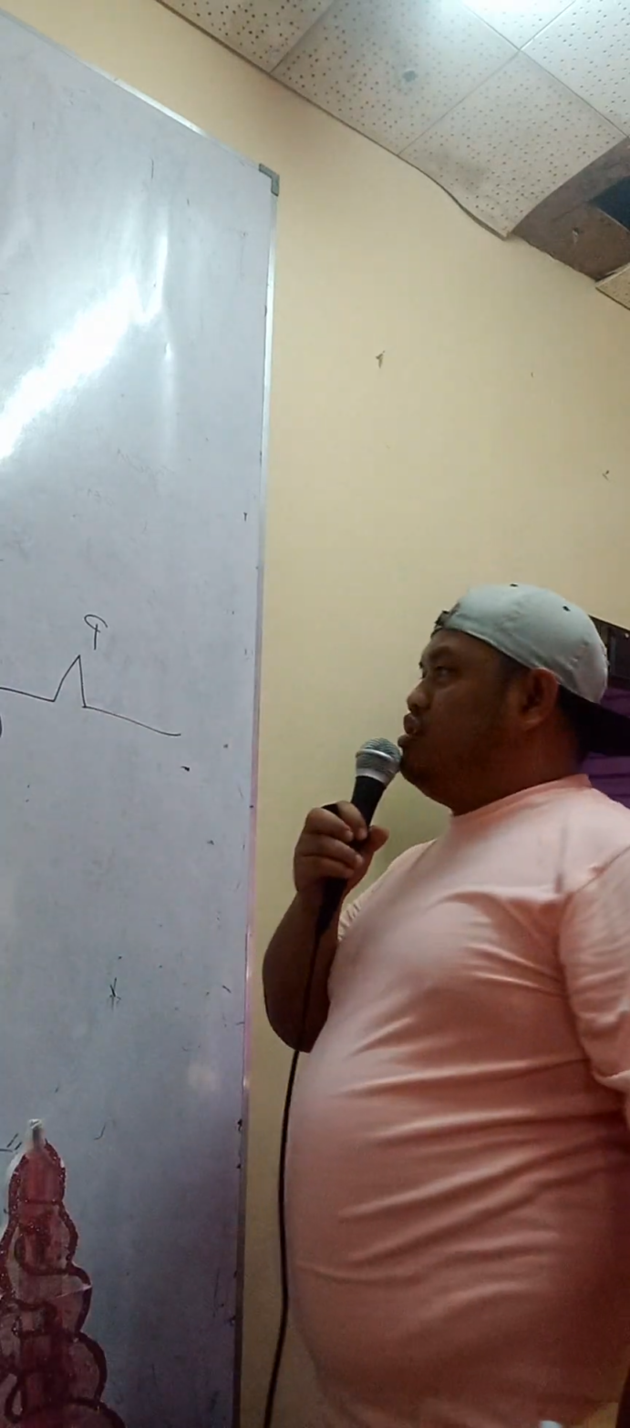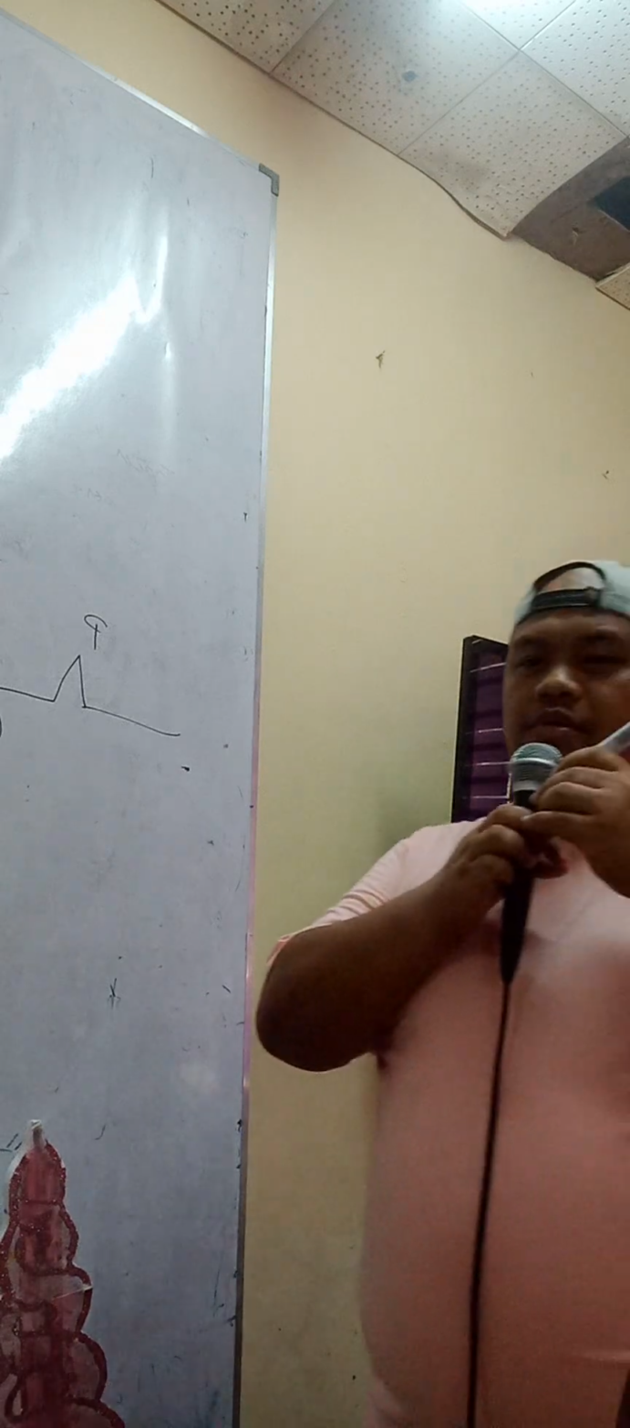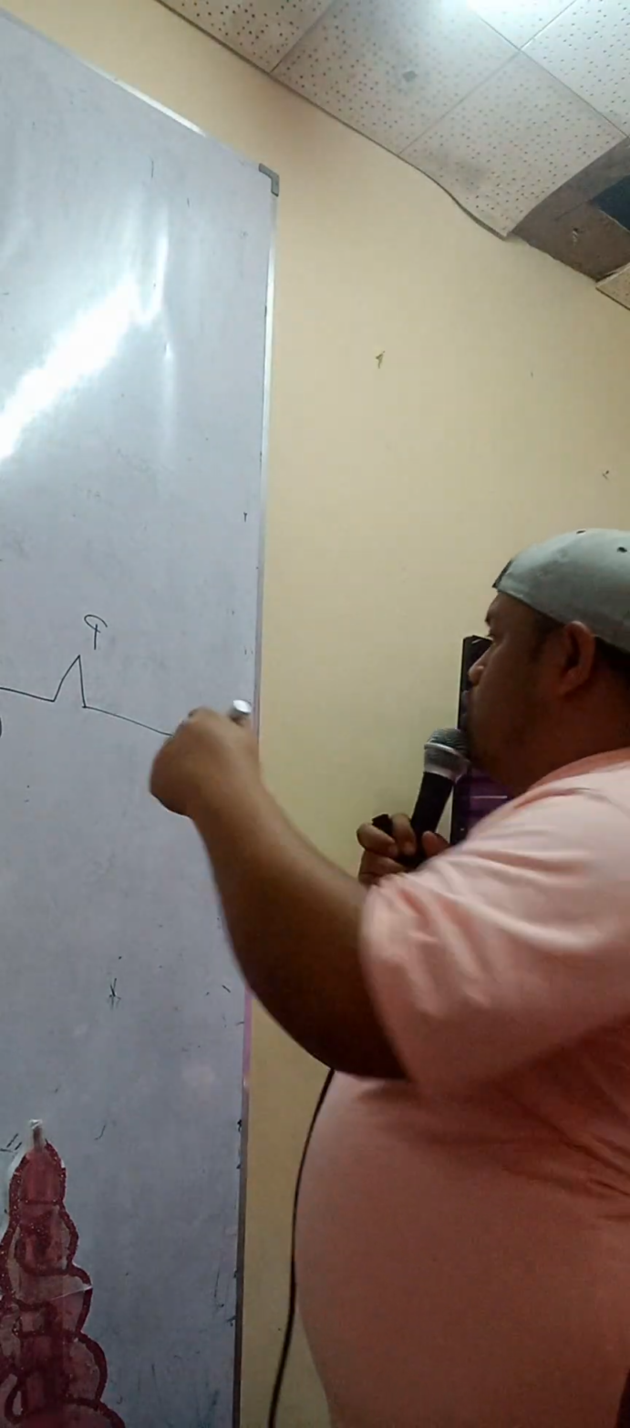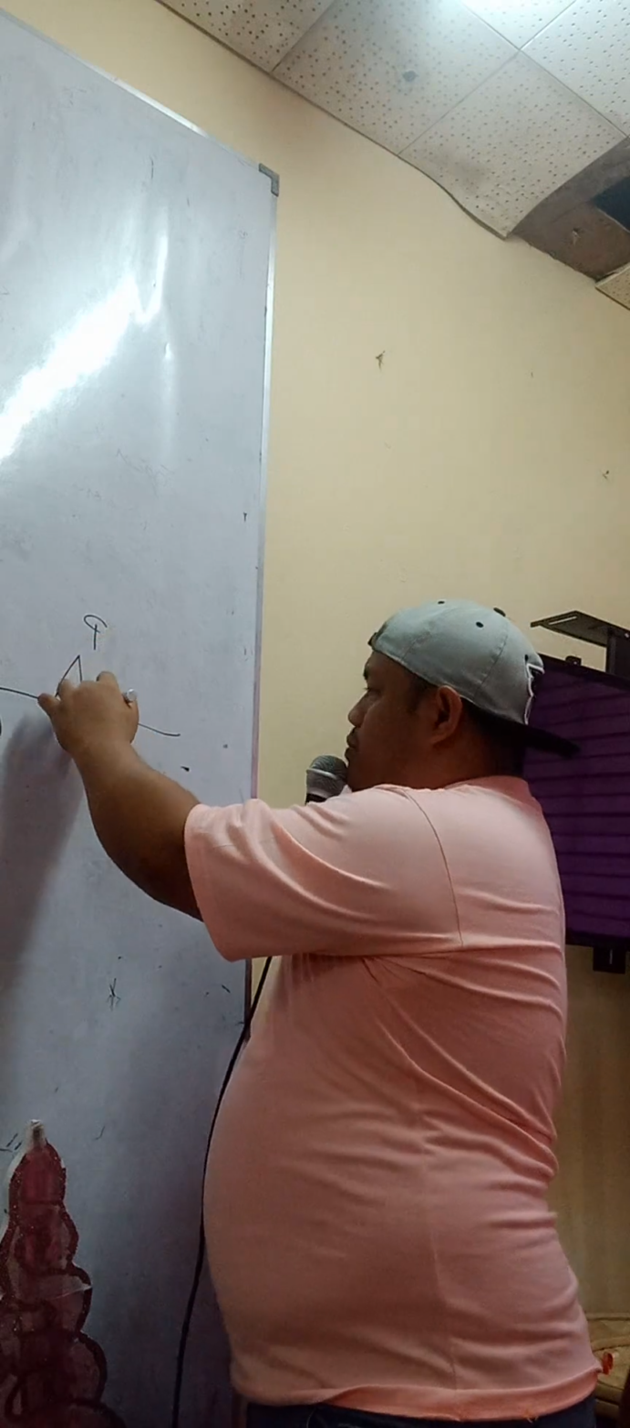P, Q, so this is your PQRST segment. Tama po ba? This is equivalent to 1 heartbeat. Okay, 1 heartbeat. As you can see in the picture, okay, so this is your P wave.